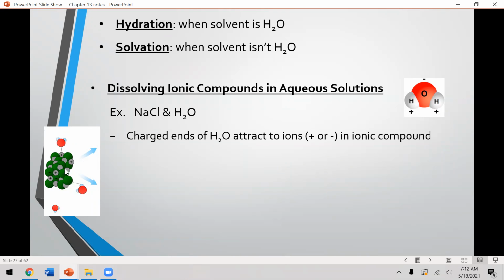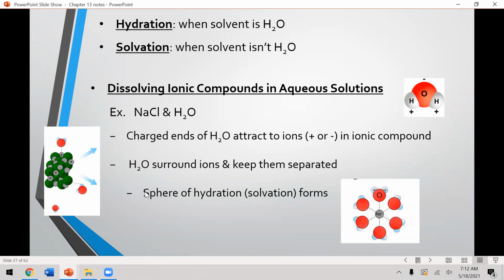So those charge ends are going to attract the opposite charged ion from the ionic compound, because we know that ionic compounds do have charges. They're just kind of neutralized when they're holding together. But as soon as they break apart, you have ions. So what happens is the water surrounds the crystal of salt, and it pulls them apart based on attraction, and then the water surrounds that ion and keeps it separated. So we call this a sphere of hydration forming, or if you're not using water, a sphere of solvation.